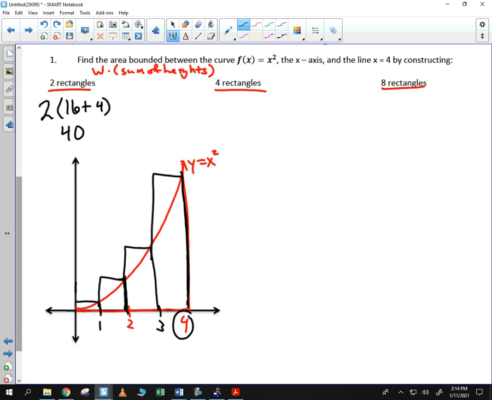Okay, well, that looks like a better estimation. The width is 1 times the sum of the heights. So to get the first one, I square 1. Then I square 2. Then I square 3. And then I square 4. 9 plus 16 is 25, plus 5 is 30, times 1 is 30. So 30 is a better estimate. We cut 10 off of it. Good work. You guys are smart.